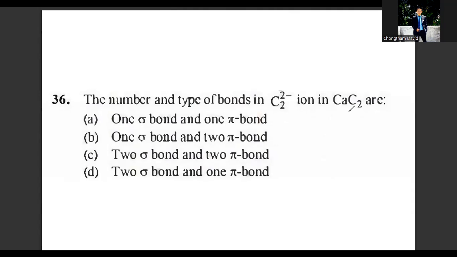So the structure of calcium carbide, I can draw the structure here: calcium, and this is the structure of carbide. It has one pi bond and two sigma bonds. So one pi and two sigma would be D. So D is the answer for question 36.